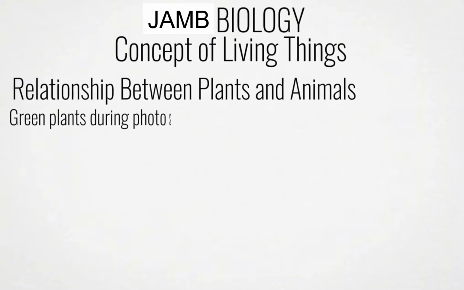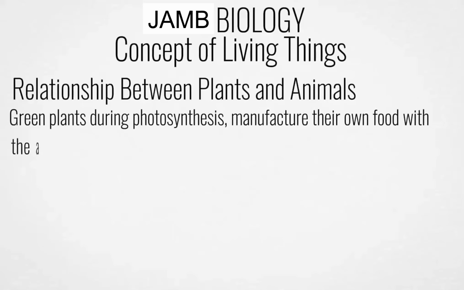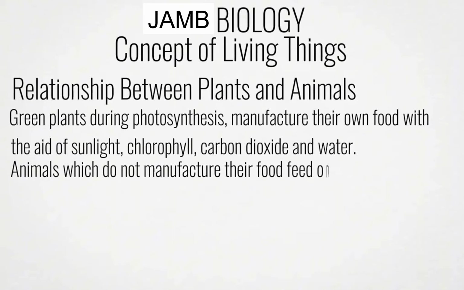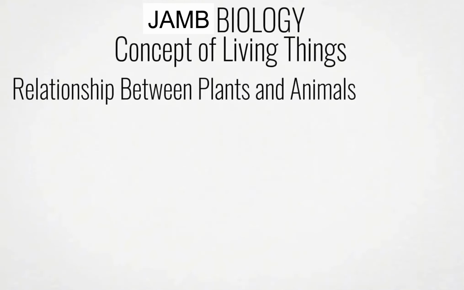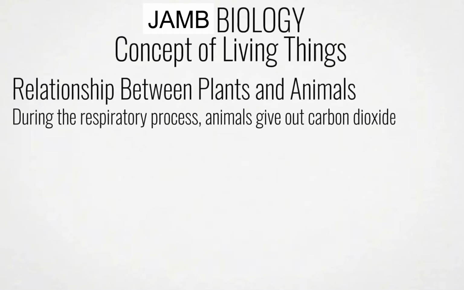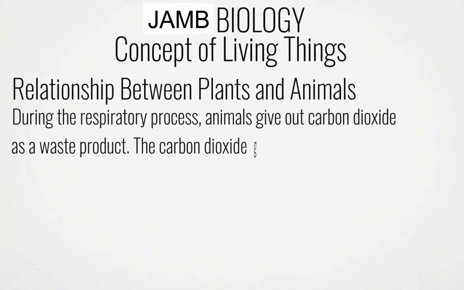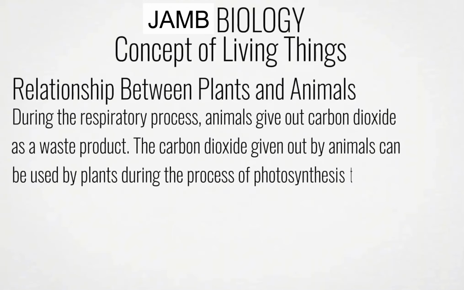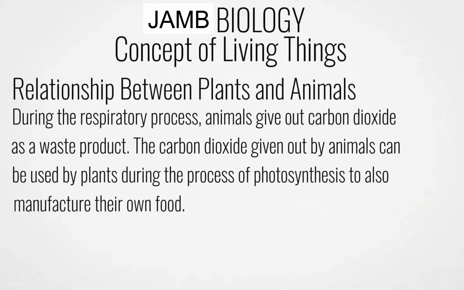First, green plants during photosynthesis manufacture their food with the aid of sunlight, chlorophyll, carbon dioxide, and water. Then animals, which do not manufacture their food, feed on these plants. Secondly, during the respiratory process, animals give out carbon dioxide as a waste product. Now, this carbon dioxide given out by animals can be used by the plants during the process of photosynthesis to also manufacture their own food.